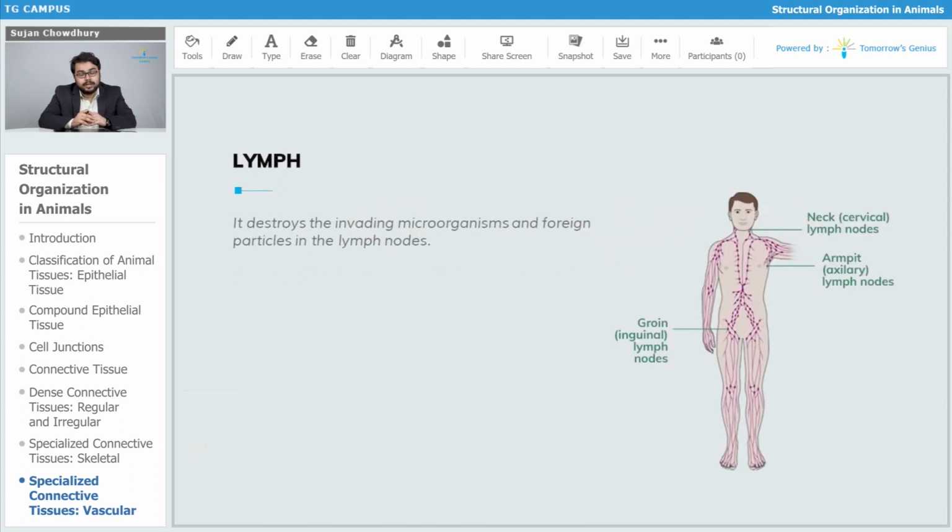Let us now continue to talk about the lymph. Lymph destroys the invading microorganisms and foreign particles in the lymph nodes. So definitely it has a significant role to help us in fighting with disease causing germs and also for our healthy survival.